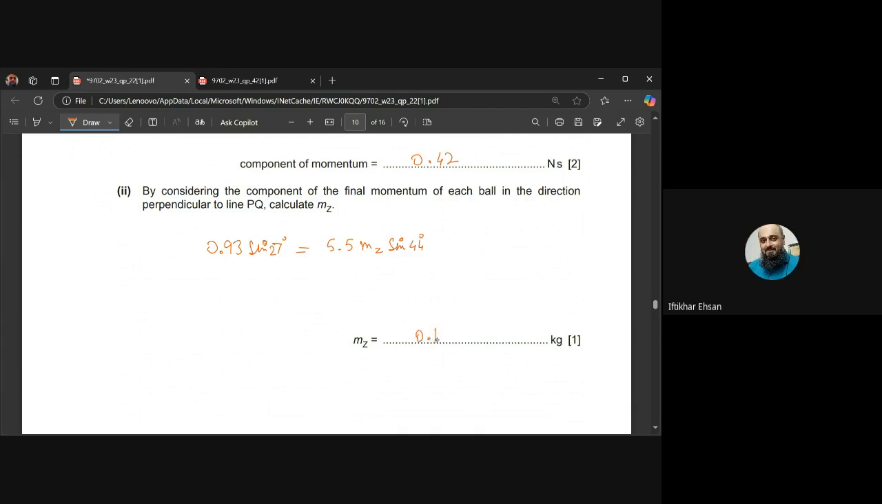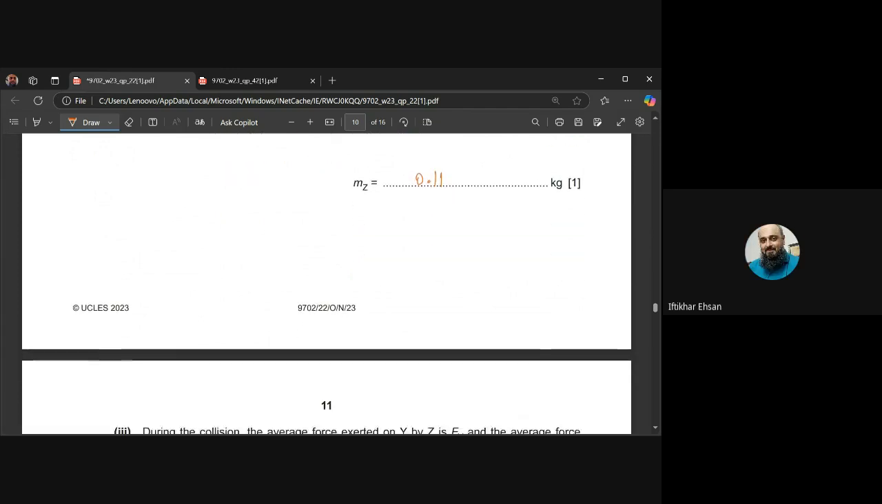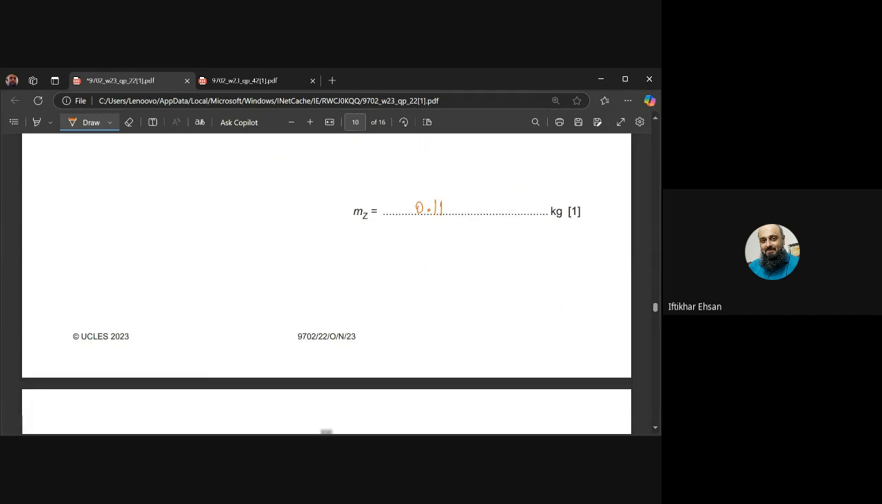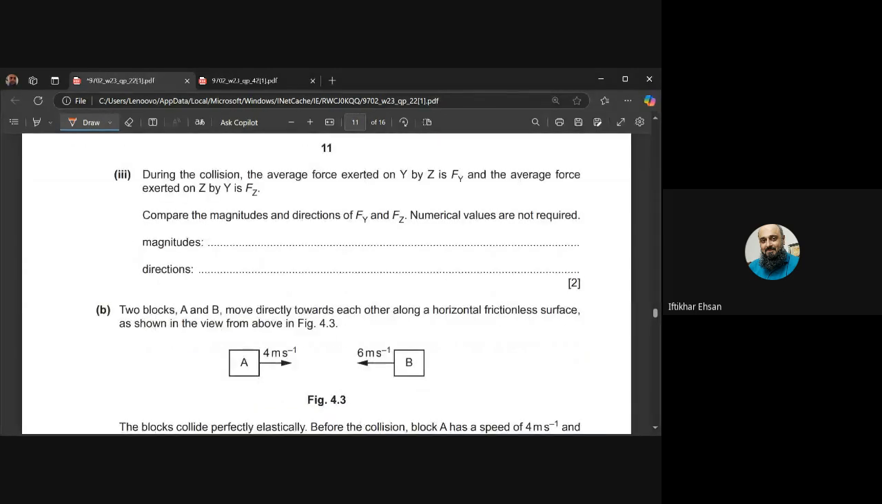Okay, let's go to the next part. Let's move ahead. During the collision, the average force exerted on Y by Z is Fy, and the average force on Z by Y is Fz. Compare the magnitude and direction. Both forces have the same magnitude, but the directions are opposite, according to Newton's third law.